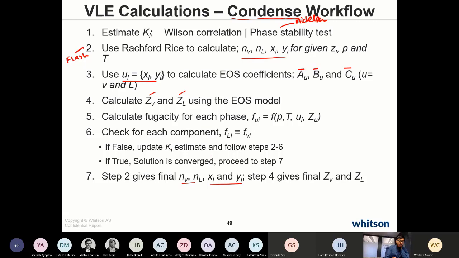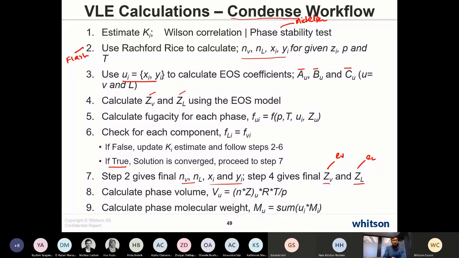So once this is true, it means your solution is converged, and it means that the flash calculation done by this time has given you the right amount of the vapor and the liquid phase. And from step 4, you would have gotten the final values of the vapor and the liquid phase Z factors. With these numbers, you can calculate, for example, the density of the vapor phase and the density of the liquid phase. So now you know you have met all the objectives. You know the amounts of each phase, the compositions of each phase, and the properties of each phase.